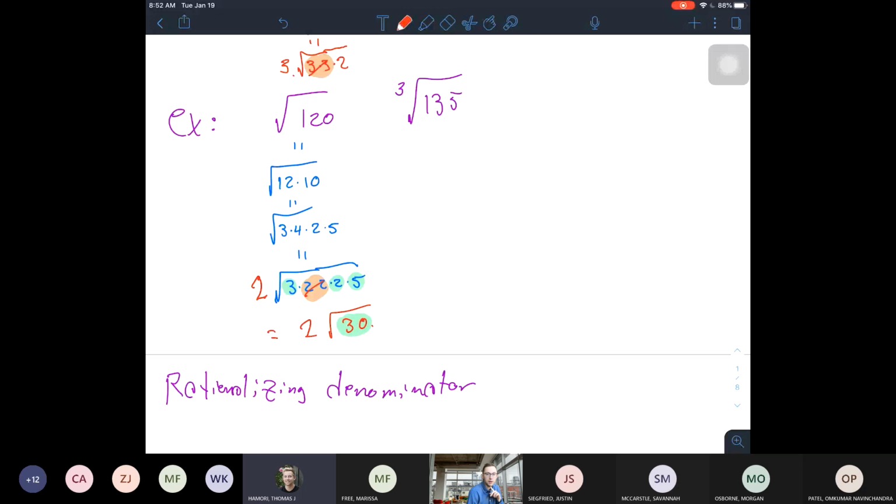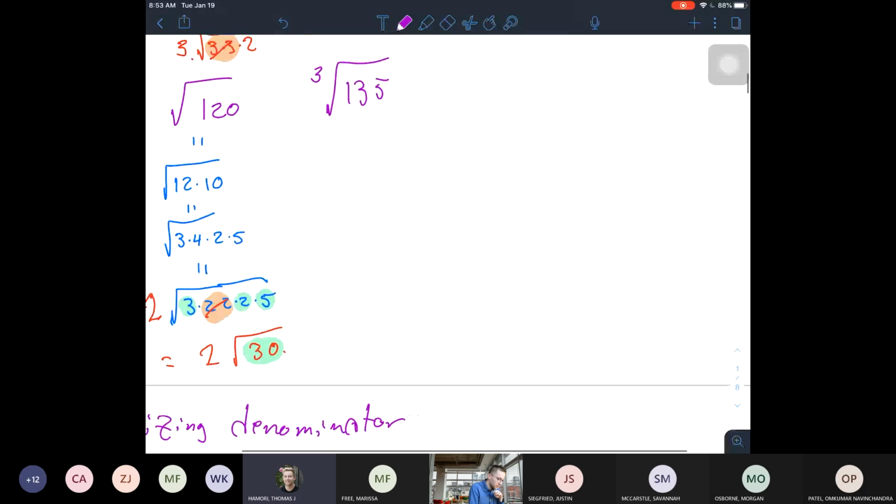All right. Are there any questions about how we simplified this first one? This is a square root, so it should be more or less review. So any questions about that before we move on to the cube root problem? Okay, seems like no questions. So let's do the second one here.